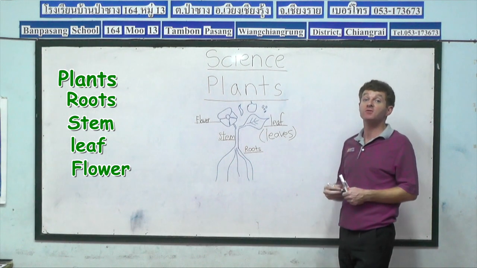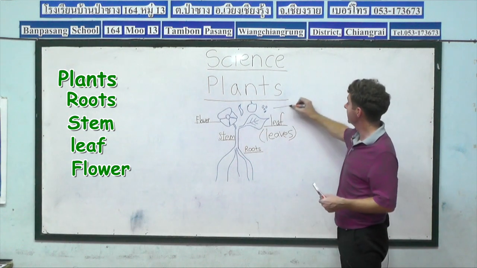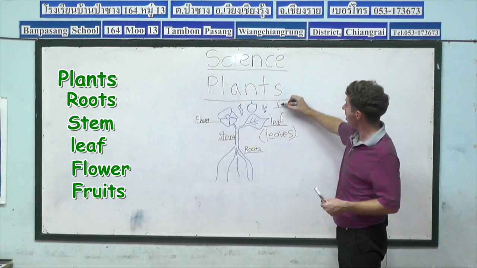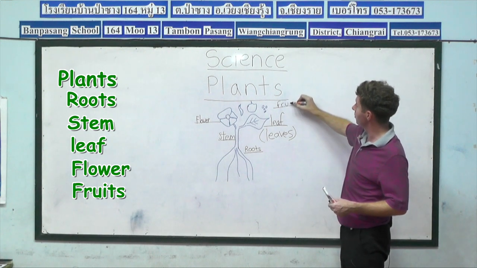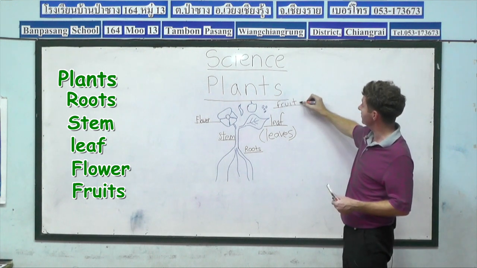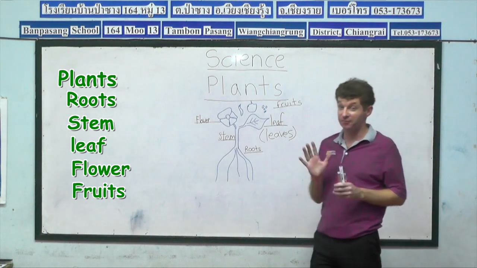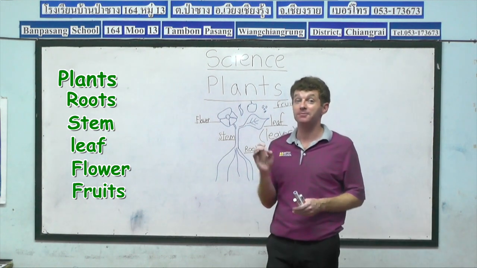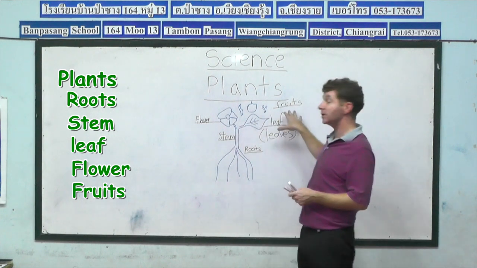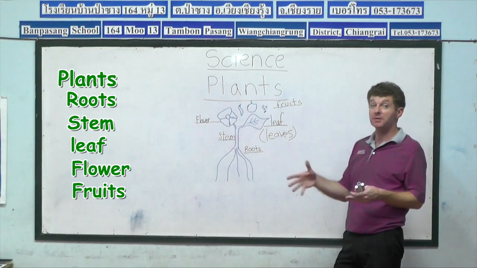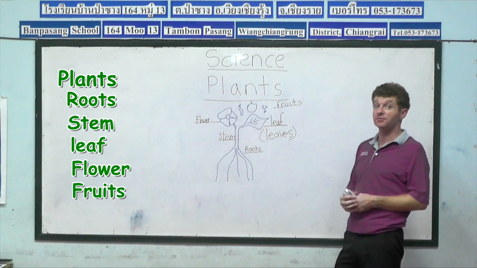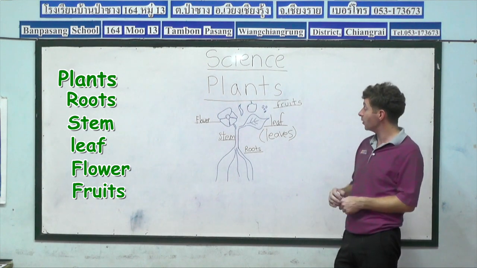Now, how do we spell fruits, guys? F-R-U-I-T-S. Now, not all plants will have fruits, only certain types of plants. But I put them on here to show that if you see a plant with fruits on, it is possible too. So one final time, all together.